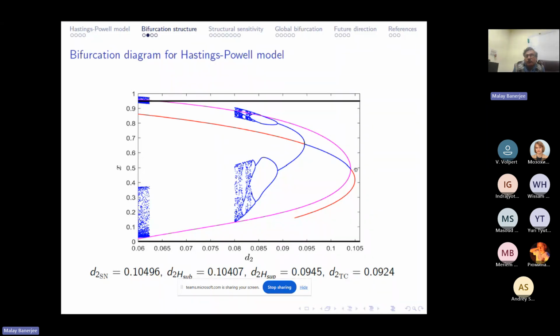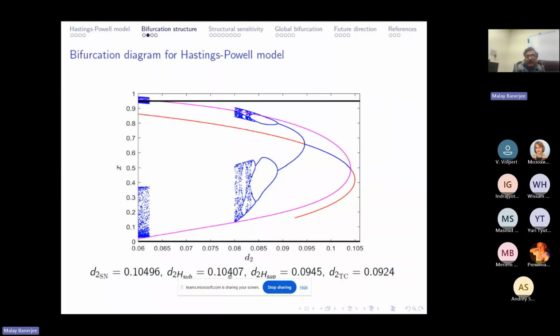Then once D2 is equal to 0.10496, two interior equilibrium points are generated through a saddle node bifurcation. And interestingly, both the equilibrium points are unstable. Then at D2 equal to 0.10407, all these results are correct up to the 5th decimal place, what we can find is there is a subcritical Hopf bifurcation.